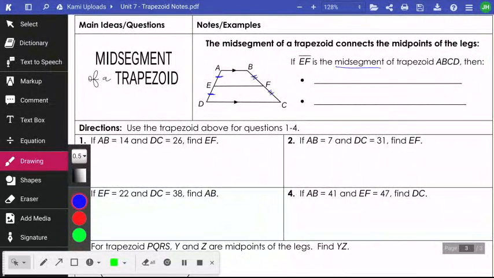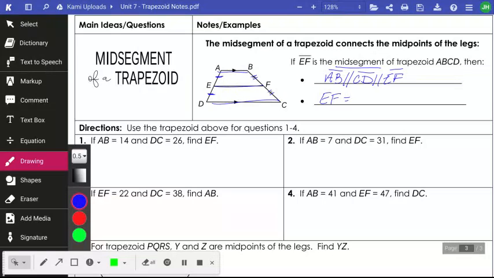EF is considered a mid-segment if AB is parallel to CD, is parallel to EF, and these are all segments, so I have to have a segment bar across them. All three of those are parallel to each other. That has to happen for it to be a mid-segment. And then also, EF is the average of the bases. So it's the average of AB and DC put together.